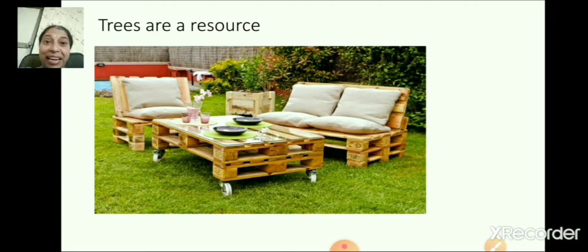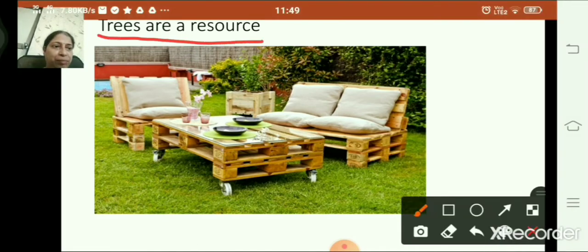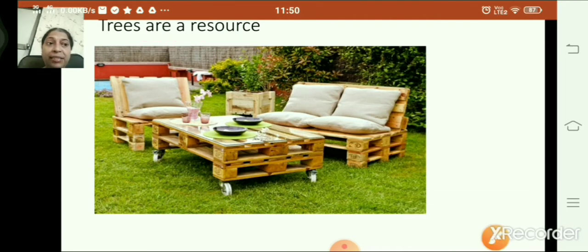So children, now tell me, from where do we get this wood? Yes, we get wood from trees. So trees are a resource. Trees provide us wood for making furniture. So trees are a resource.